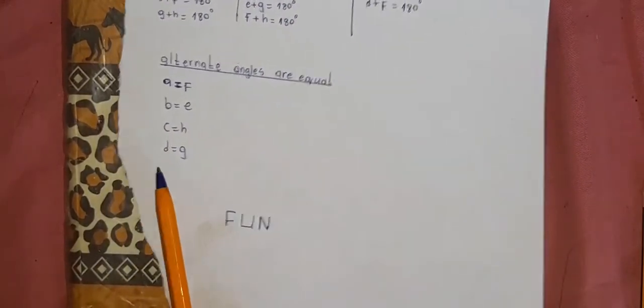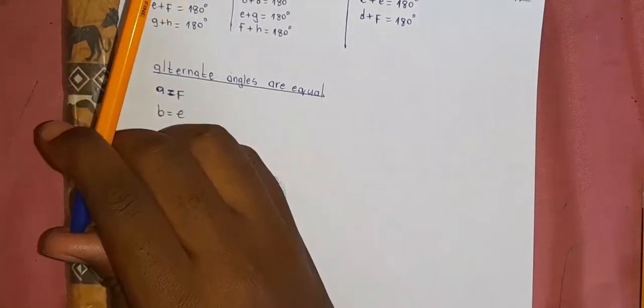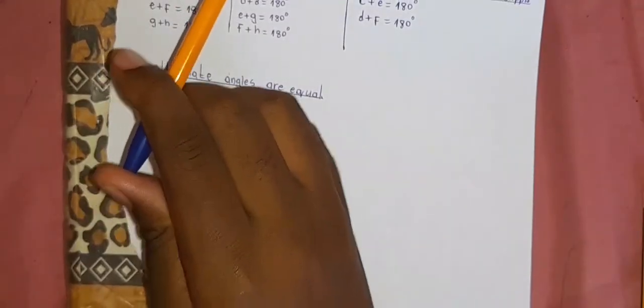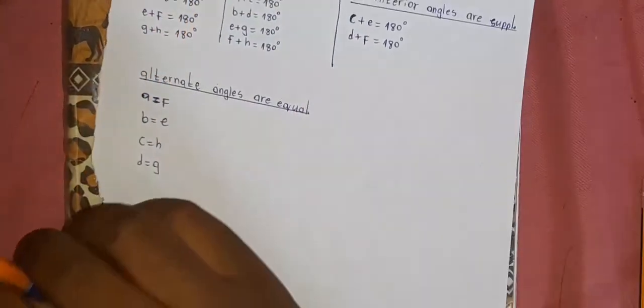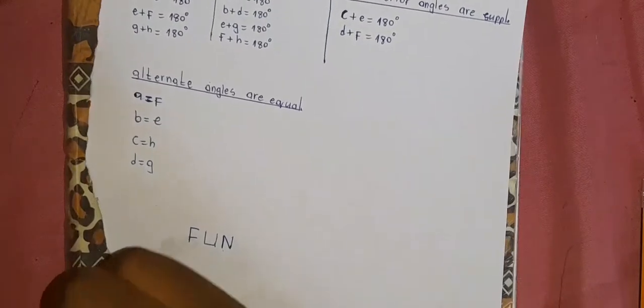Yeah, like I wrote here. You can see the alternate angles, they make the Z shape. This and this, also this and this are alternate. That means they are equal. So the most important letters to remember here are FUN. When you see parallel lines, think of FUN.